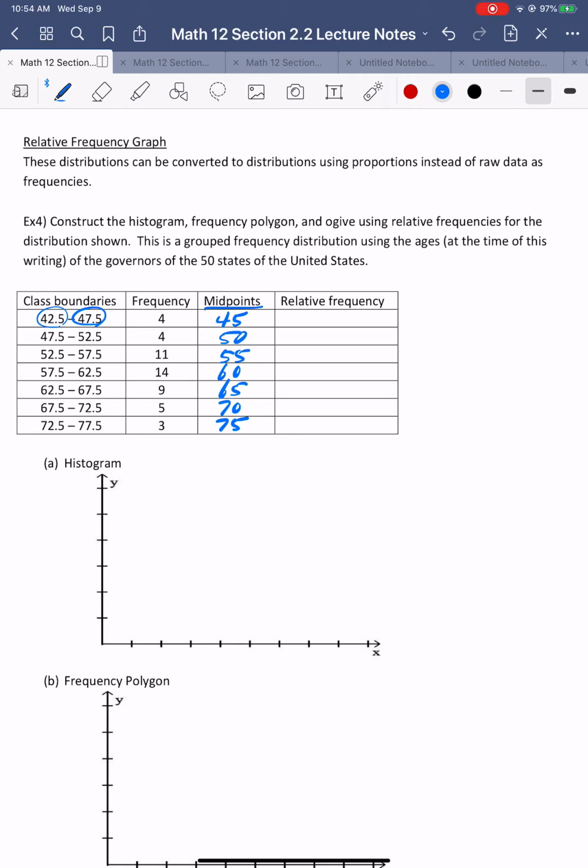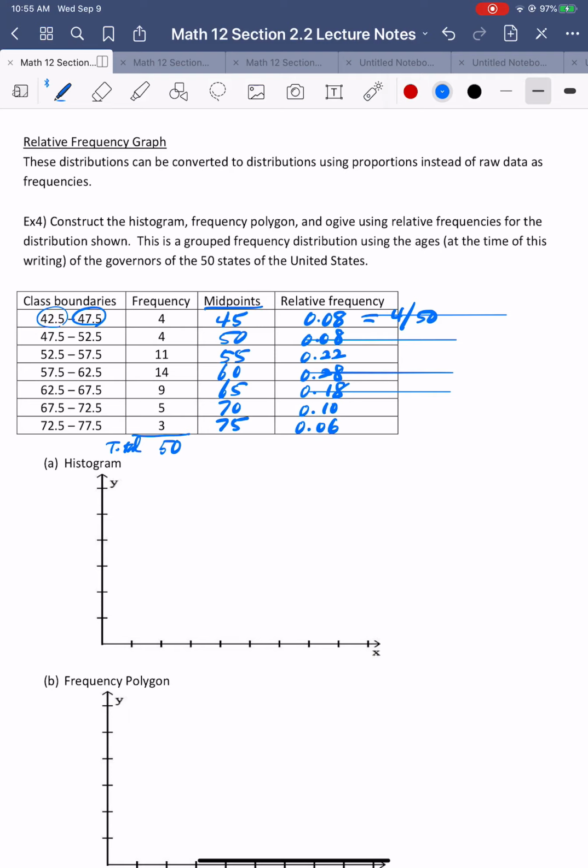And then relative, so when you're adding the frequency total, which is 50 states, right? And then you actually divide by that. So 4 divided by 50 is 0.08. So this is coming from the 4 divided by 50, okay? And same thing, 0.08. And the 11 divided by 50 is 0.22. And then 14 divided by 50 is 0.28. And 9 divided by 50 is 0.18. And 5 divided by 50 is 0.10 and 0.06, okay?